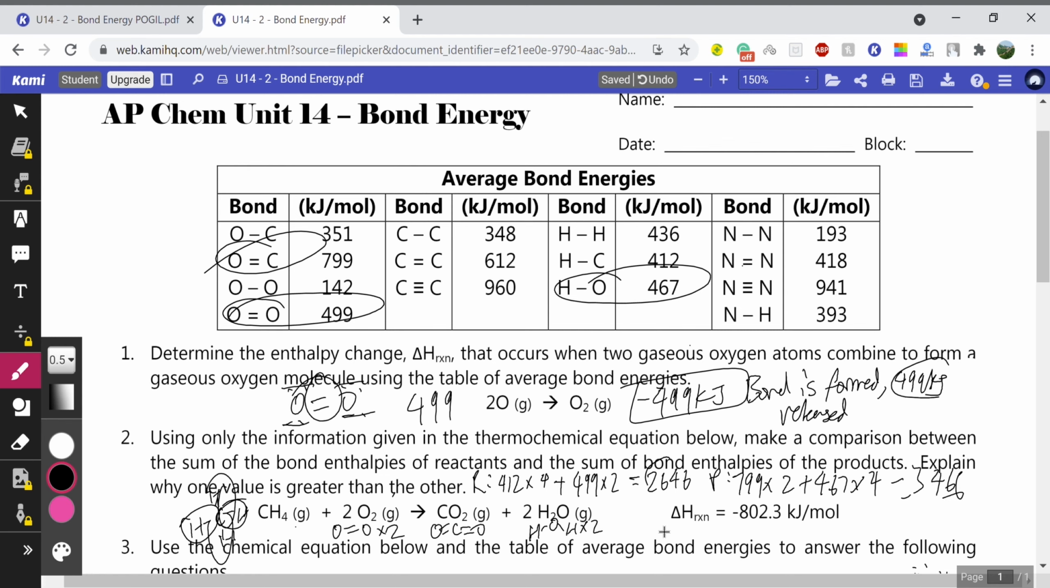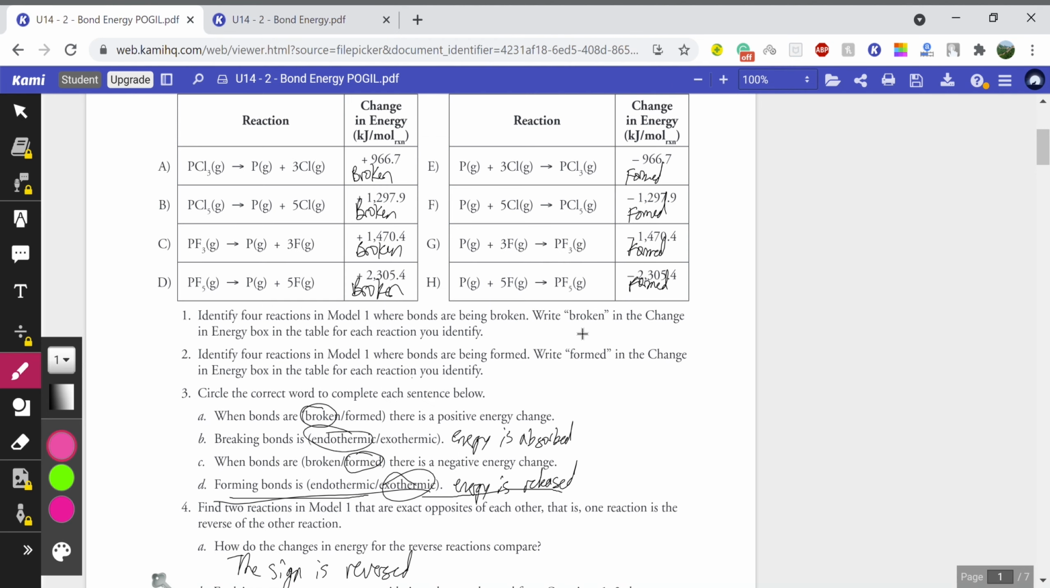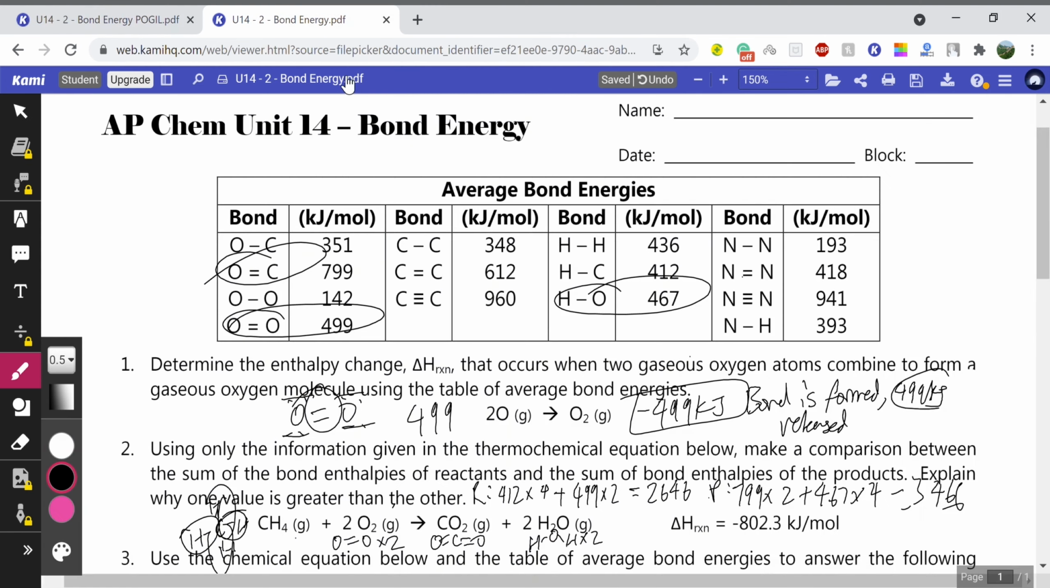Now, one is 2646, the other is 3466. Now, why is one value greater? Why is the sum of bond enthalpies in the products greater than that in the reactants? Well, let's take a look over here. Because our delta H reaction is negative, it means it is exothermic. Negative change in energy means bonds are formed, and formed bonds mean it's exothermic. Now, negative delta H means it's exothermic, and an exothermic reaction releases energy, and energy is released when bonds are being formed.